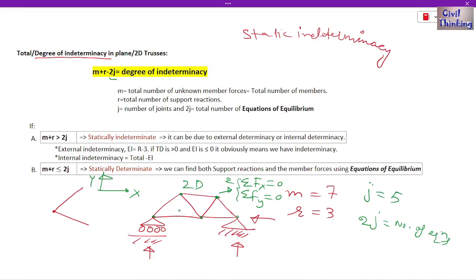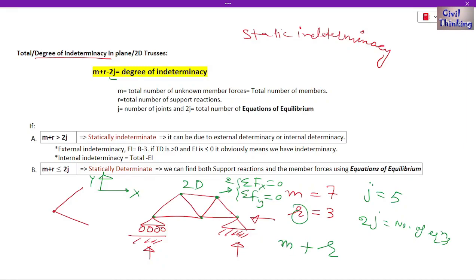Okay, now what are the unknowns here? Unknowns are the number of reactions r. The unknowns are r, and member forces, we don't know them. In truss analysis we find the support reactions, they are unknowns. So r is the total number of reactions, plus what are the other unknowns? The member forces. One member has one axial force, so if there are 7 members, there are 7 unknowns. So m plus r, m is the total number of members.